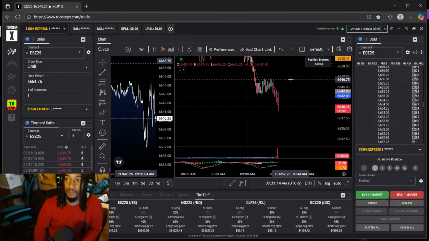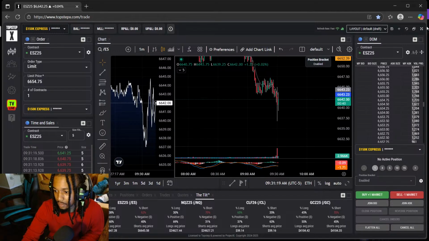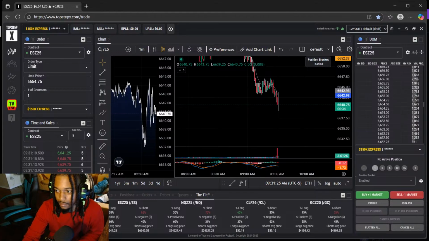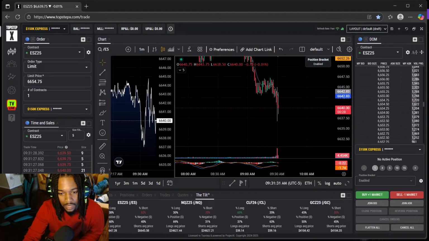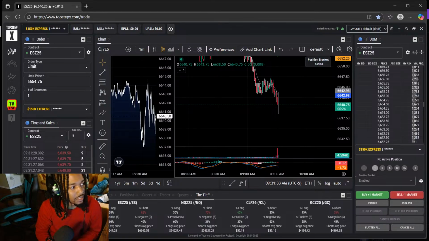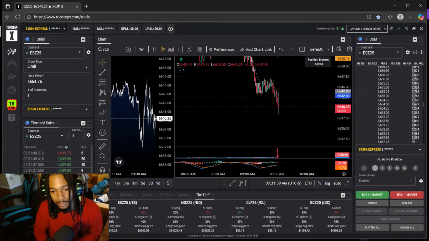MACD is diverging a little bit more in the hourly though. It has some ways to go to be bearish. I would be surprised if you get a conviction in one direction, especially with NVIDIA earnings coming out. That would be surprising.